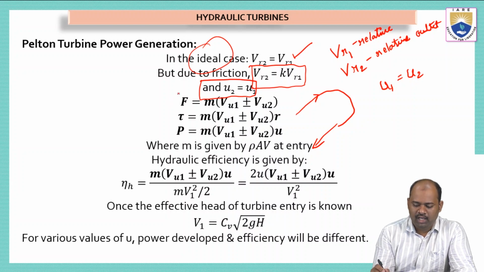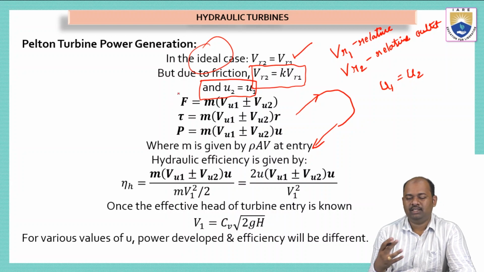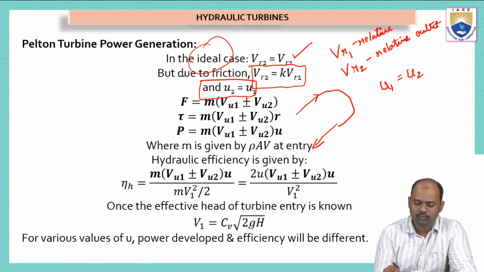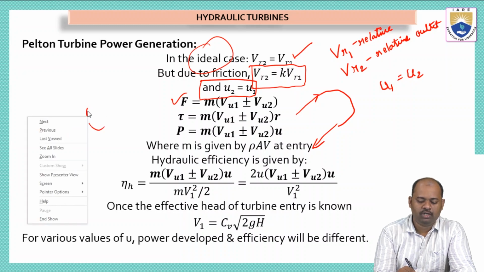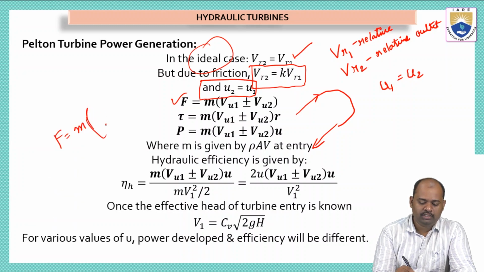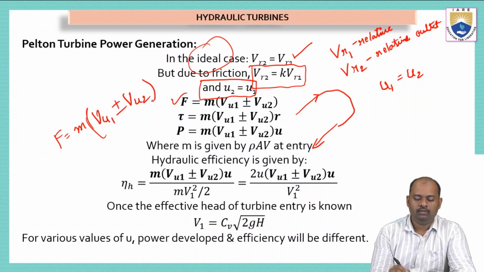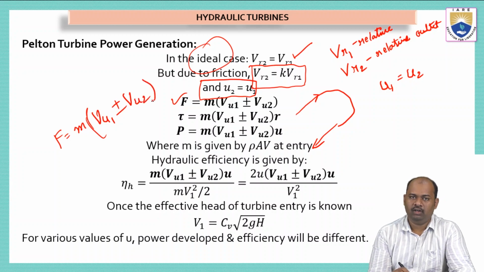And then we calculate the force that is being exerted on the bucket. Ultimately our goal is to exert some force on the turbine wheel so that the turbine bucket will move the turbine. So we will calculate the force. The force is equal to m, the mass of water coming out of the jet, times (VU1 plus or minus VU2). VU1 and VU2 are the whirl velocities.